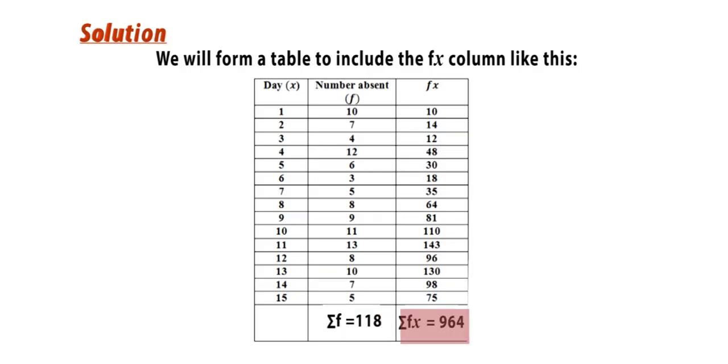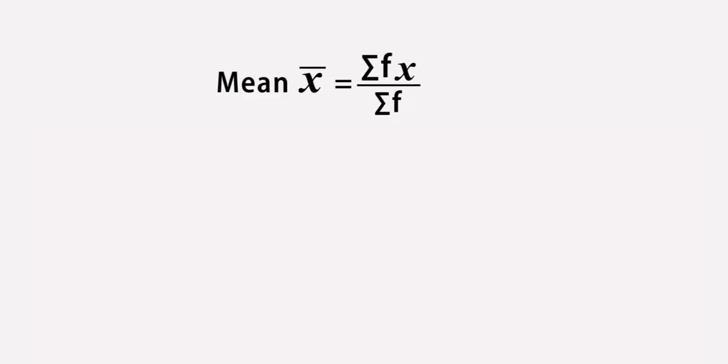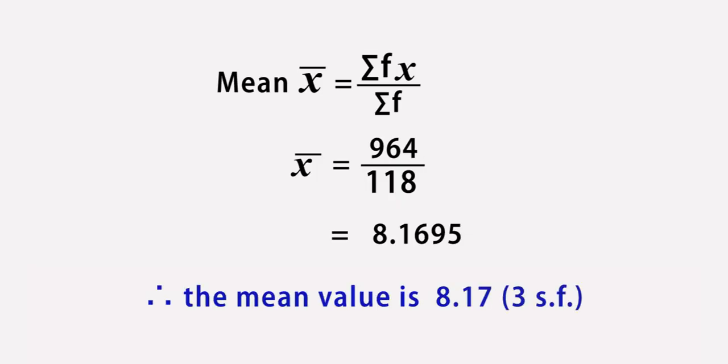So when we sum the frequency, we had 118, and after that we also summed up the fx, giving us 964. In finding the mean, it is equal to summation fx over summation f, meaning 964 over 118. When I divided, I had 8.1695. Therefore, the mean is 8.17 to 3 significant figures.